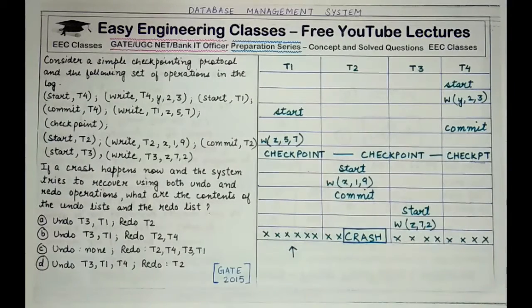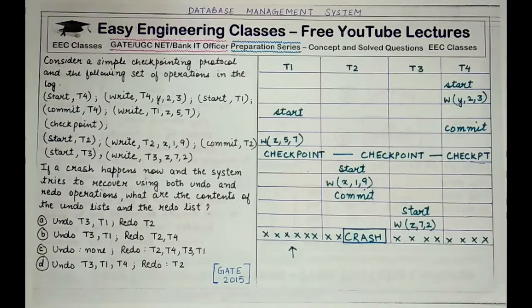Okay, so first of all, you need to know that checkpointing is a mechanism in database transaction management that permanently stores the values or the changes that were made in the database items into the disk.